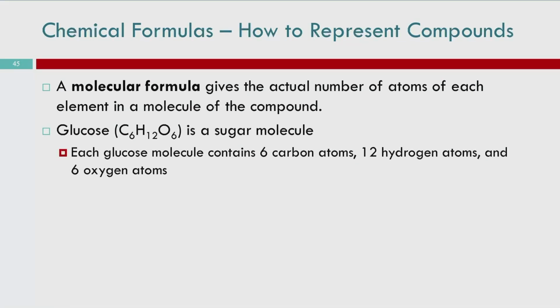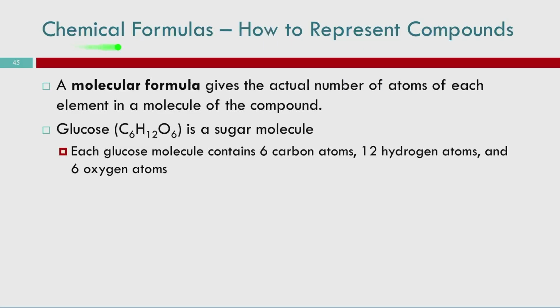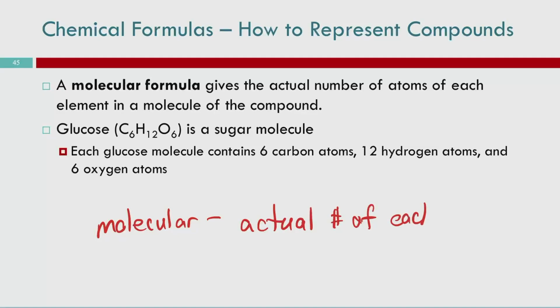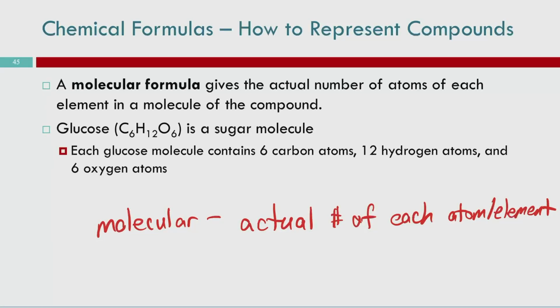So if we want to represent compounds, we do that with chemical formulas. We've got several types of chemical formulas. We've got a molecular formula. Our molecular formula gives us the actual number of each atom, or element. So this is the actual number of pieces that go into making up that molecule or that unit.